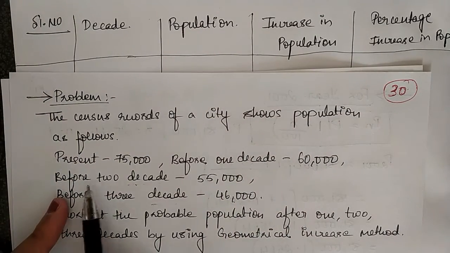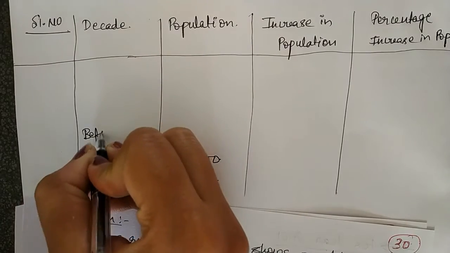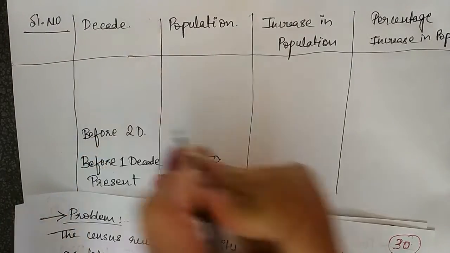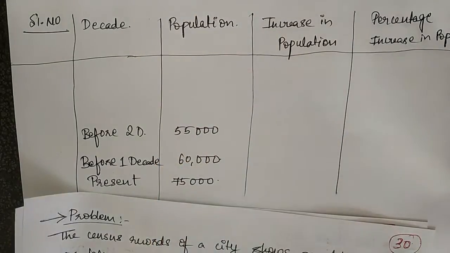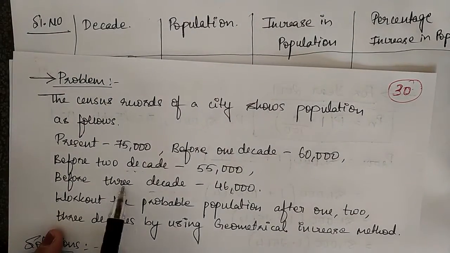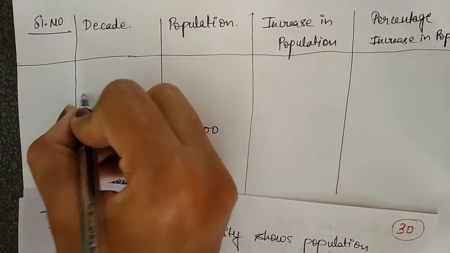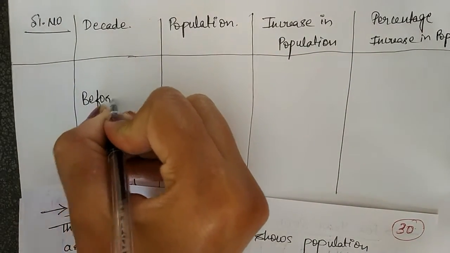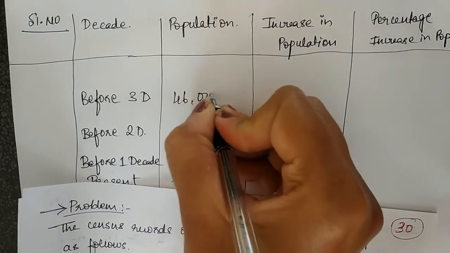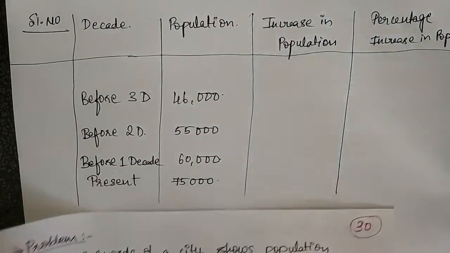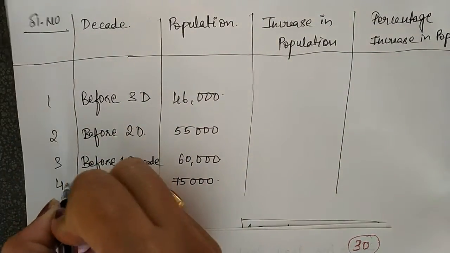Similarly, they have told before 2 decades, 55,000. So it will come above this again. So before 2 decades is 55,000. Clear? And also they have told before 3 decades is 46,000. So again 10 years early to this. So before 3 decades is 46,000. Like this you have to frame the table here. Let me write the serial number 1, 2, 3, 4.